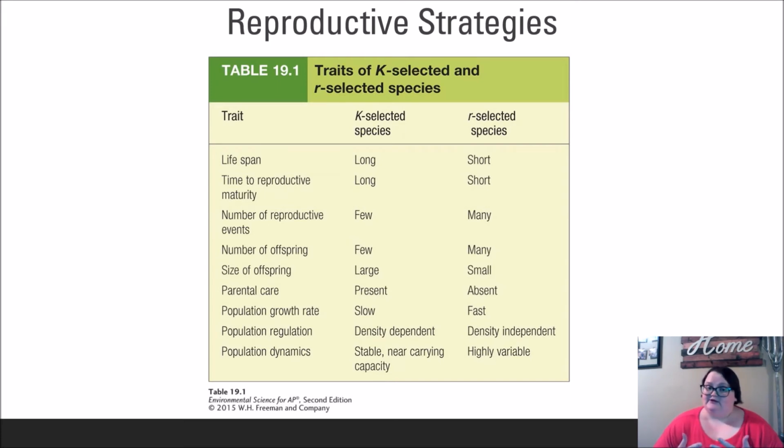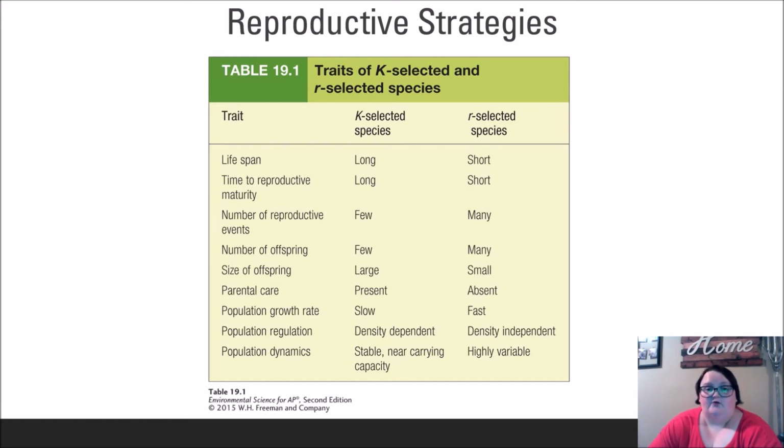Their population typically grows quickly and is more affected by density-independent factors than density-dependent factors. Their population is very, very variable. We don't know exactly where they're going to land based on where they are because of their resource use.